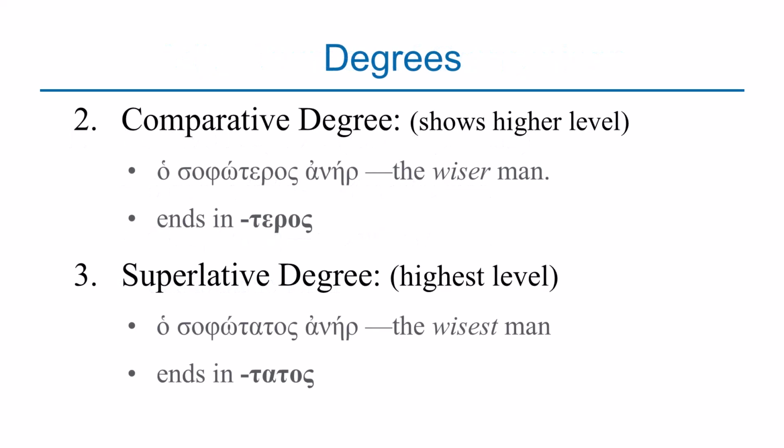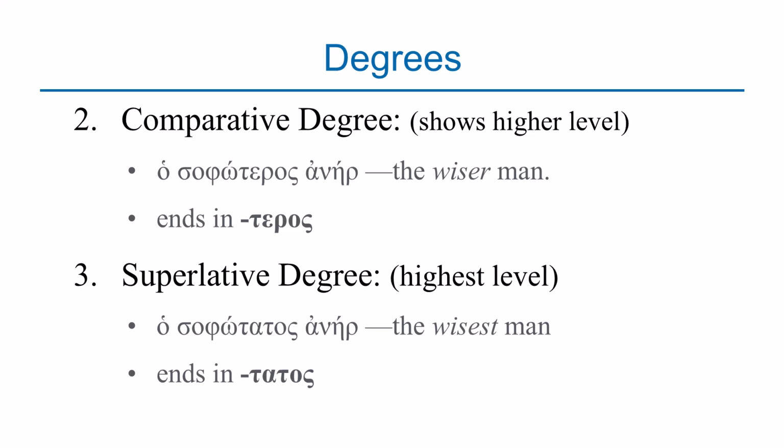But then we have the comparative degree. The comparative degree is used when you want to show comparison between 2 things or 2 people. For example, you have the phrase, ho sophoteros aner. Ho sophoteros aner. And the adjective there is sophoteros, meaning wiser. So this is in the comparative because you're showing comparison between 2 things. The wiser man, or this man is wiser than that one. You're showing comparison.